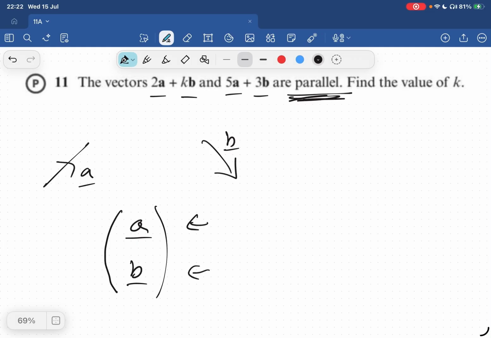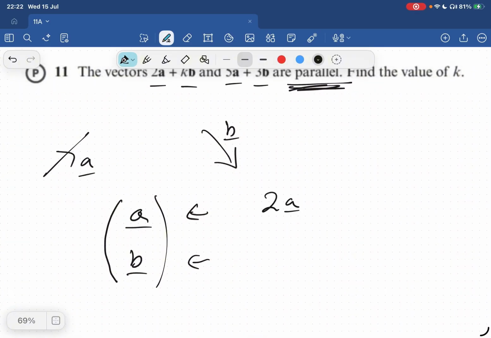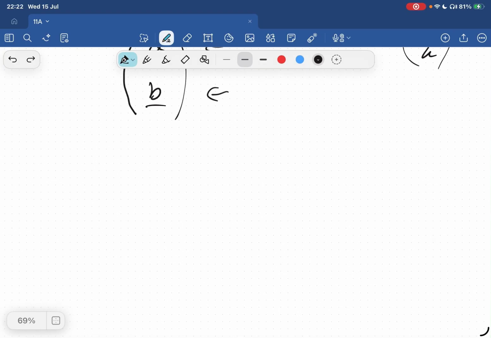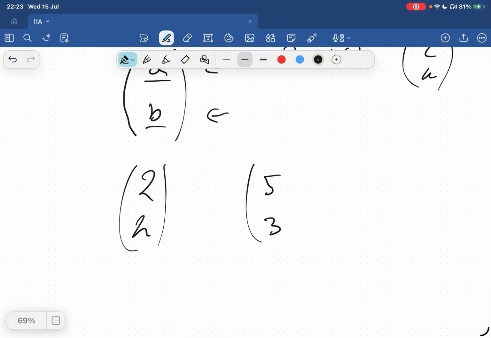What this translates to is that 2A plus KB can then just be written as (2, K). This makes it a lot easier when we're comparing these 2A's and 5A's and KB's and 3B's. So now the new question we're asking is, is (2, K) parallel to (5, 3)? We need to figure that out by figuring out if there is a scale factor involved.